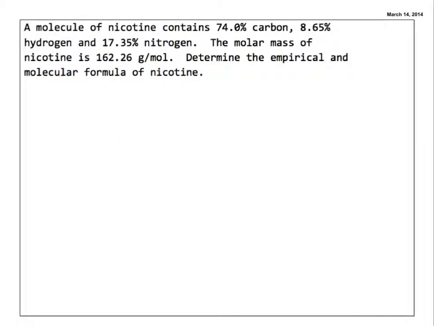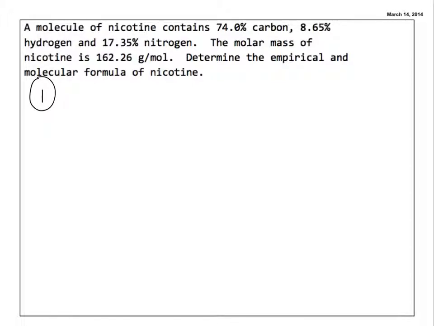Let's do an example here. In this case, we're given the percent composition, we have to find the empirical formula, and then the molecular formula because they give us the molar mass. So first we have to go through the steps of turning the percent composition into an empirical formula.